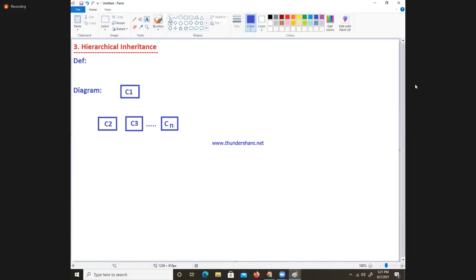Then see carefully. Now this class C1 is having like this. Coming back to the point, this C1 is giving to this place, C2, and next C3. So this is what I am calling hierarchical inheritance.